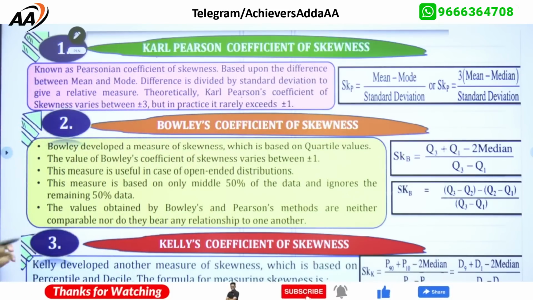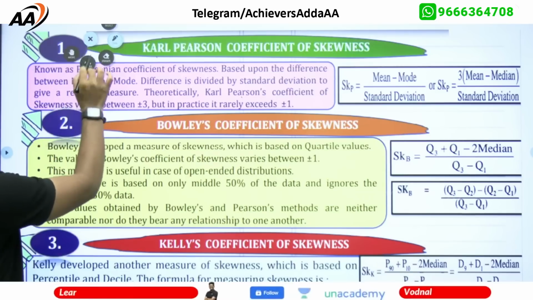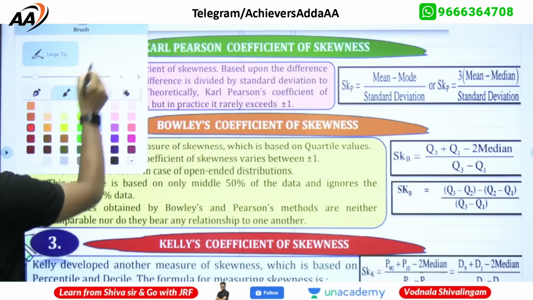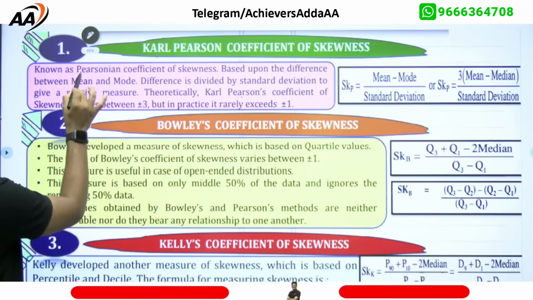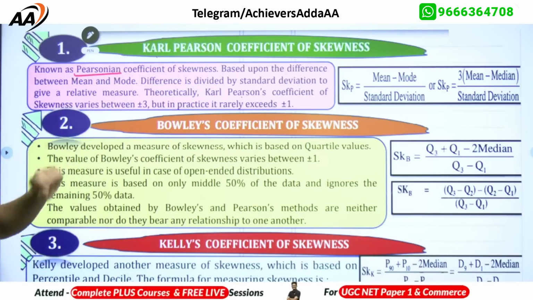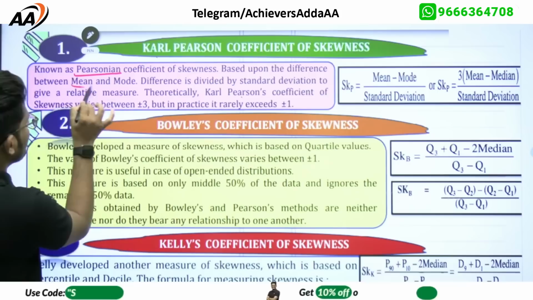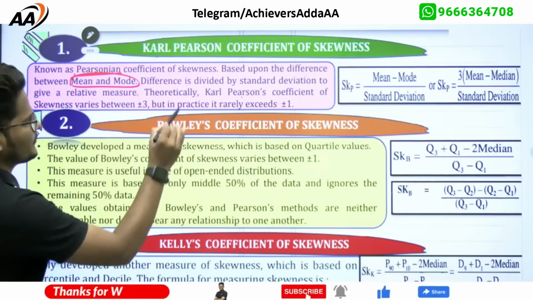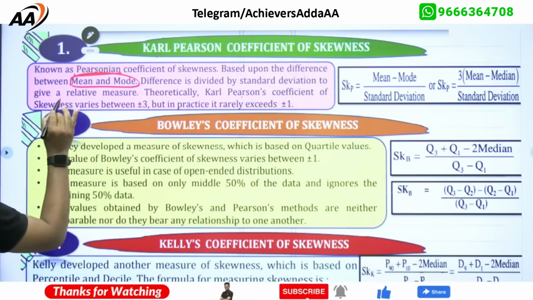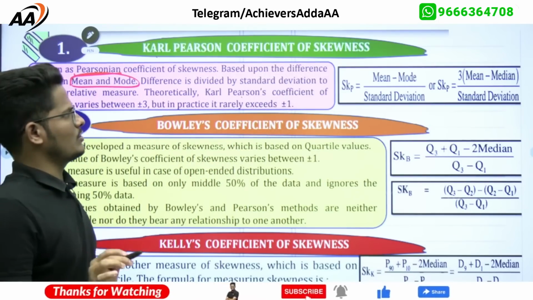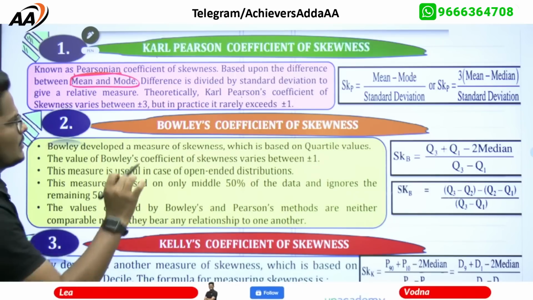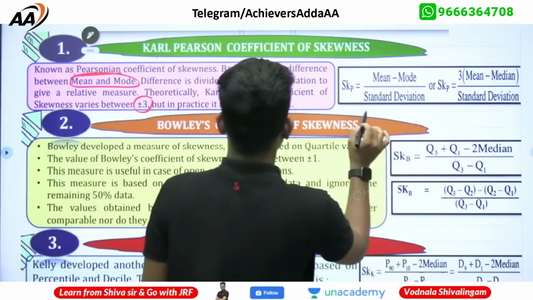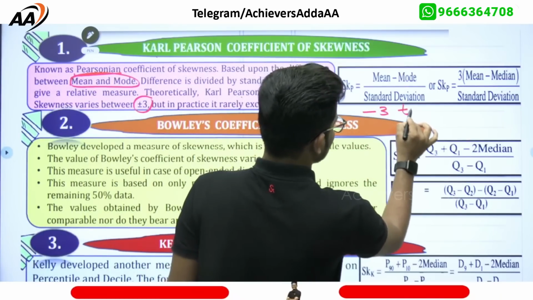Now look very carefully. One by one we'll go. Karl Pearson coefficient, also known as Pearson coefficient of skewness, is based upon the difference between mean and mode. The difference is divided by the standard deviation to give a relative measure. So Karl Pearson coefficient of skewness is a relative measure. It varies between -3 to +3.